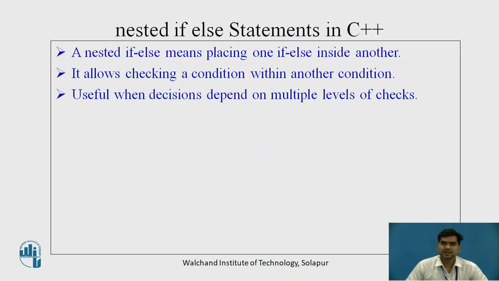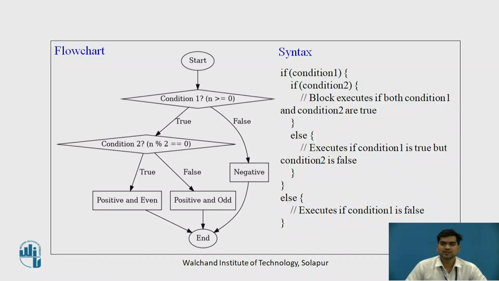Next one is the nested if else statement in C++. Nested if else means placing one if else inside another. It allows checking a condition within another condition. It is useful when the decision depends on multiple levels of checks. So we will clear this concept by using the flowchart and the syntax.